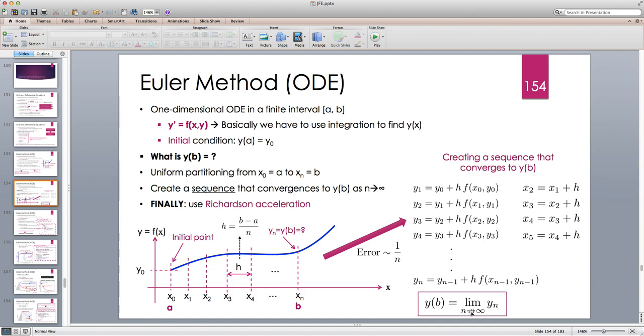So what I'm expecting here is that this simple approximation, and this is basically the simplest way of going about it, finding y of b, I'm expecting this sequence y of n to have a very slow convergence. Again, that's because of the error, which is 1 over n, right? But I already know the trick of how to accelerate the convergence, and because the error is 1 over n to some power, the behavior of the error, I just use the Richardson acceleration.